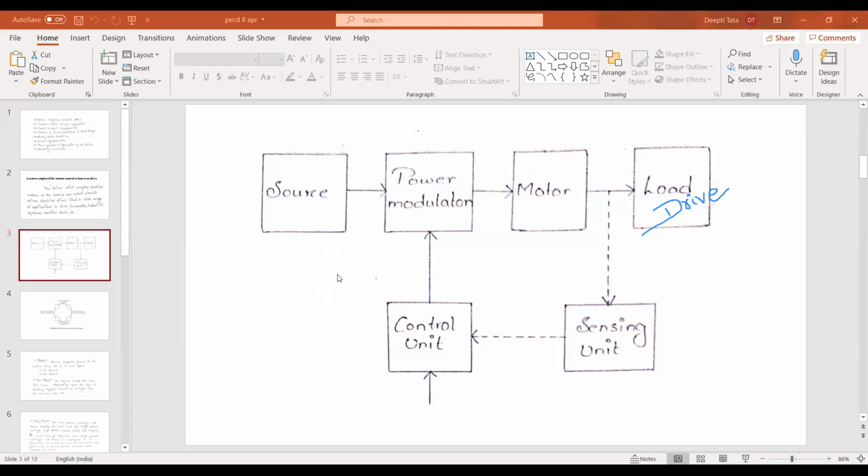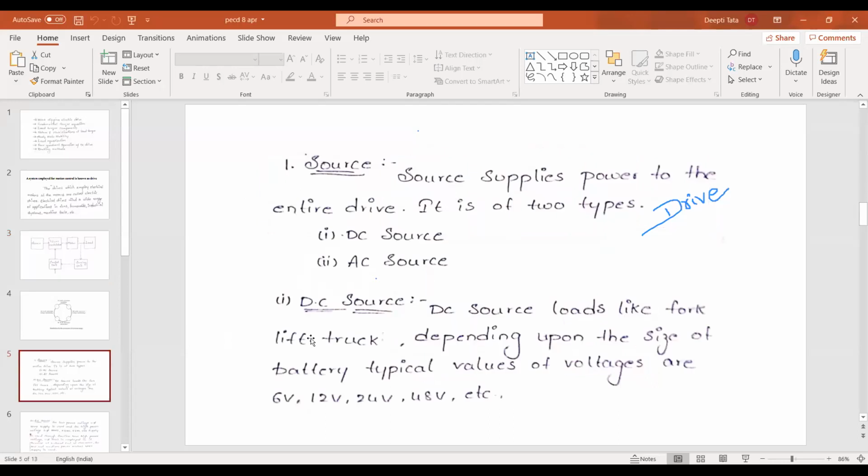Just listen. What is the block diagram, or the operation of the block diagram, of an electric drive? First of all, the source. Just see the screen and listen to the words. The source which is applied to the entire drive is of two types. One is DC source and the second one is AC source.